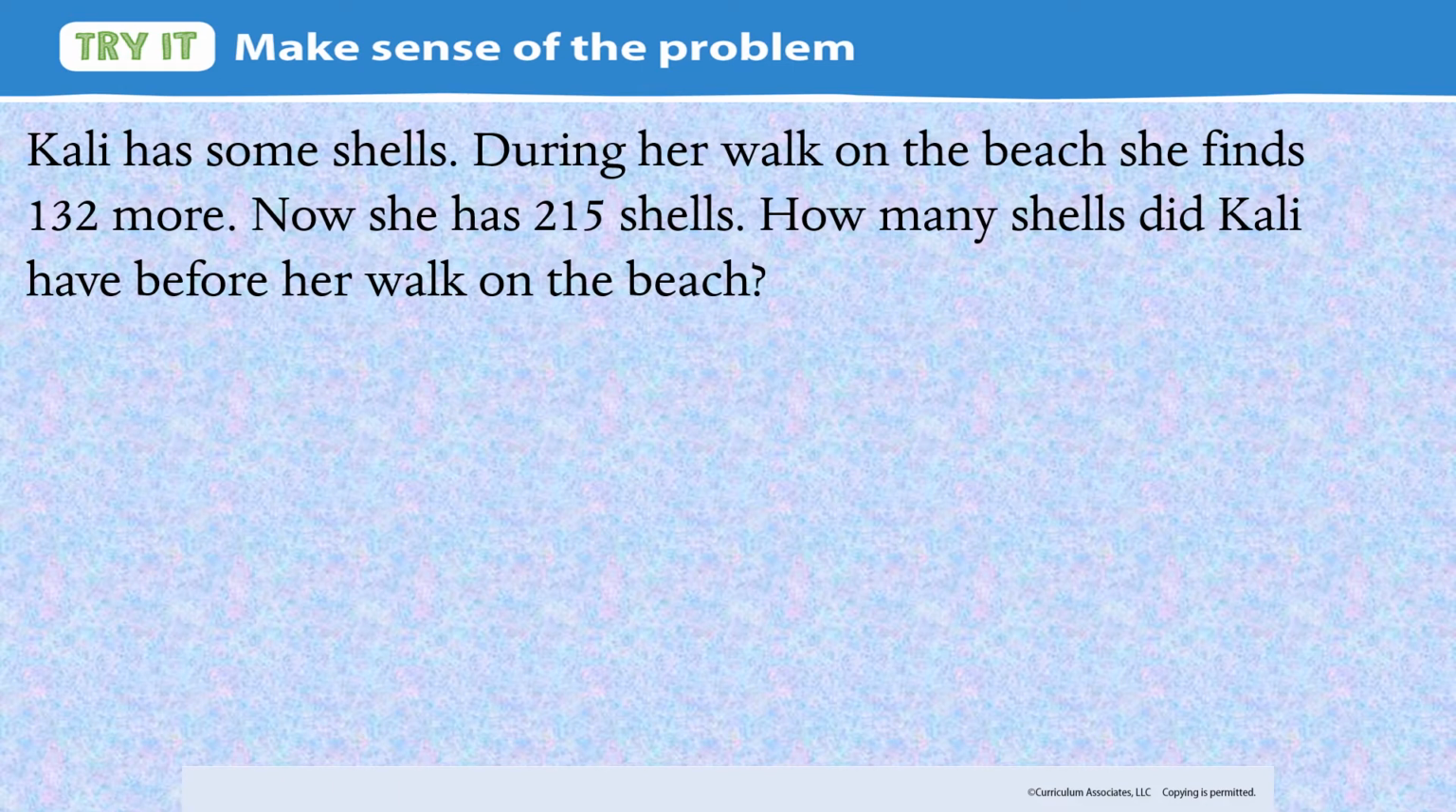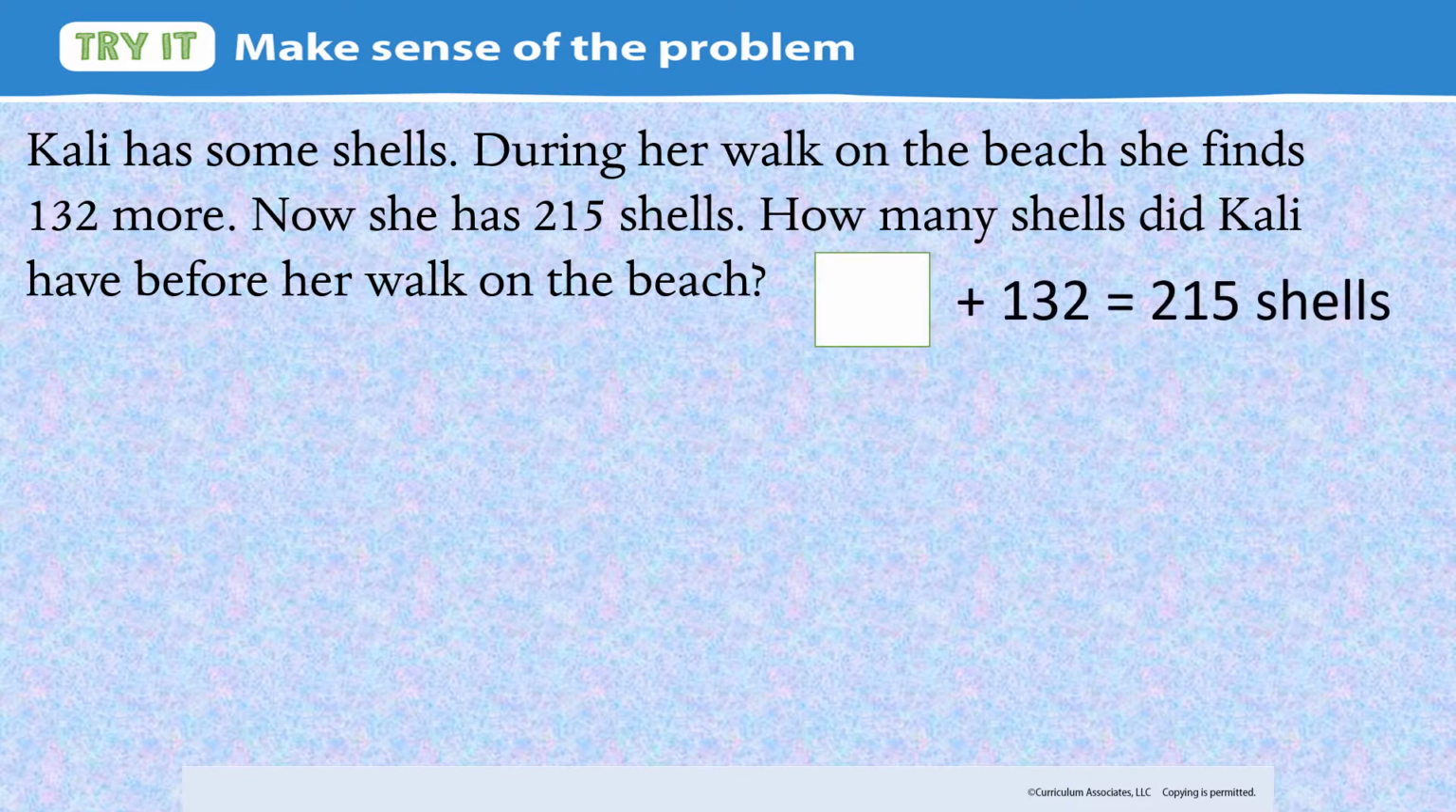Did you solve this problem with an addition equation? Did your equation look like this? Remember, it is a start unknown problem. That is why we have the missing number first. We don't know the start. We know she finds 132 more shells, and we know how many shells she finds altogether. So we have to count up from 132 to 215.